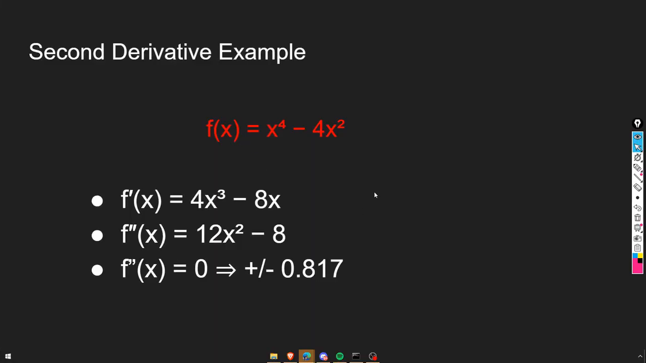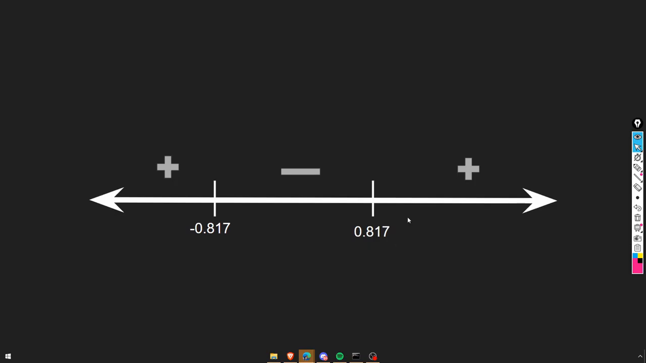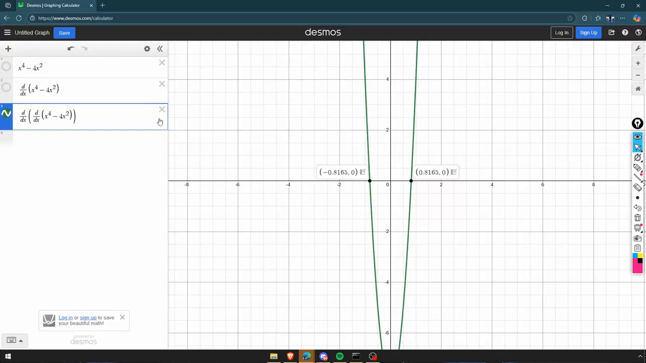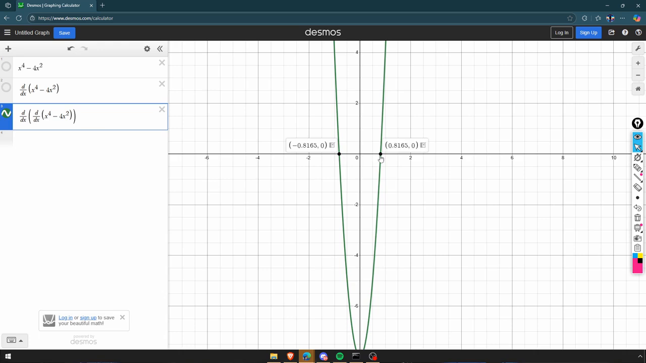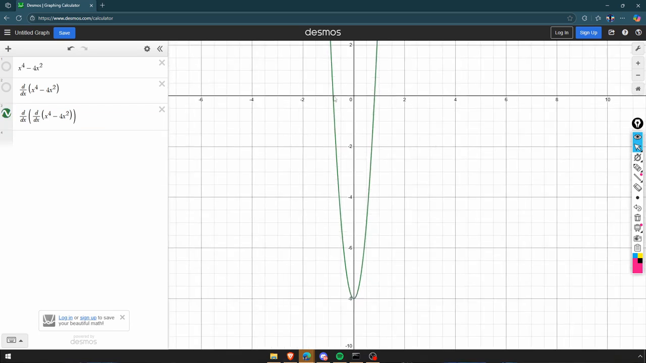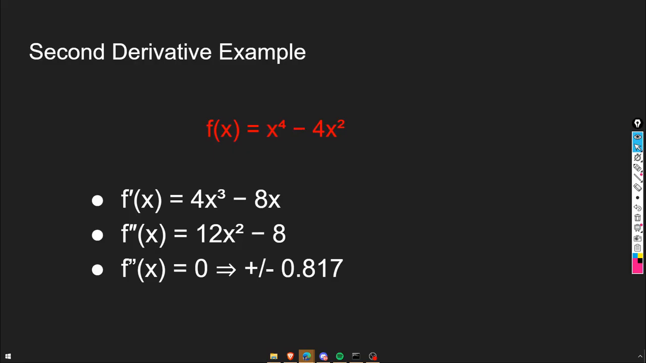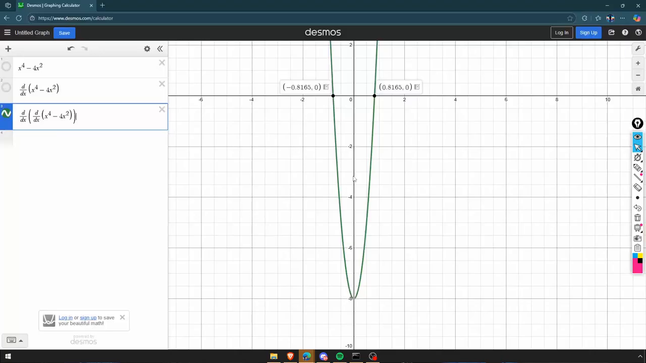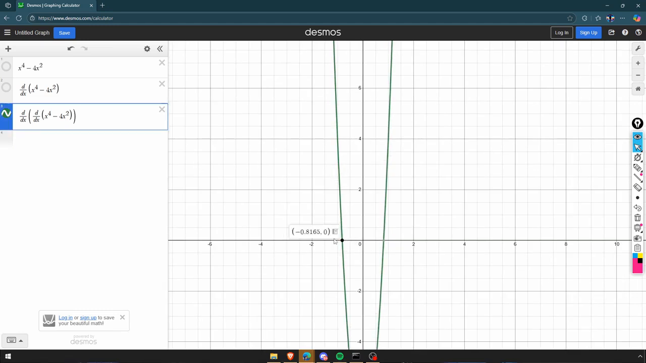So now that we have that, we need to actually figure out whether the function is positive or negative, and that'll tell us the concavity. So going back to our function here, we can see that in between negative 0.817 and positive 0.817, the function is completely negative. So on our number line, that's represented by this negative sign. And elsewhere, if x is less than negative 0.817, or if x is greater than 0.817, then we can see that the function is actually positive.